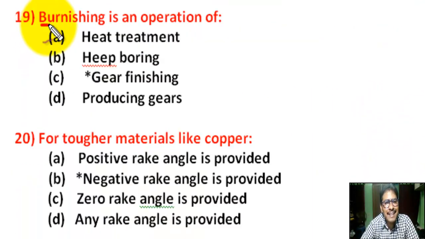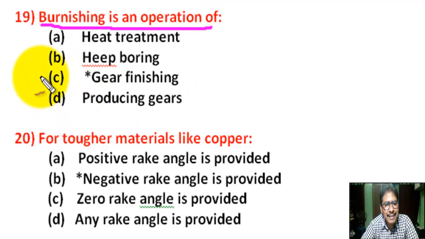Question number 19. Burnishing is an operation of. There are 4 options. Correct answer is C. Burnishing is an operation of gear finishing.